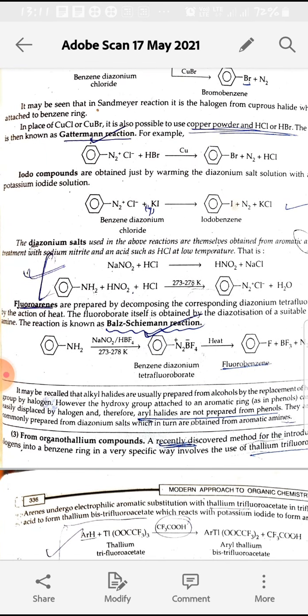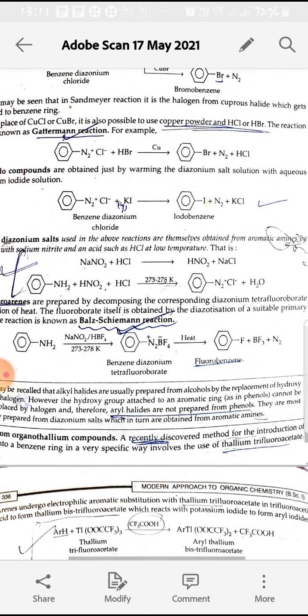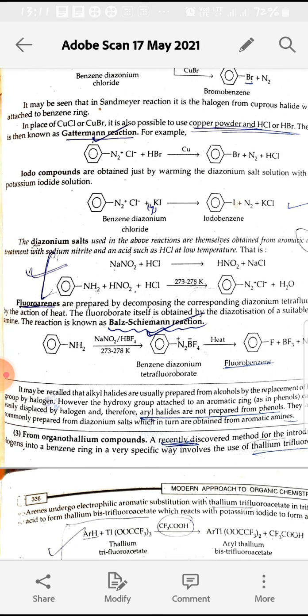In this, firstly we prepare benzene diazonium tetrafluoroborate. Aniline is reacted with the same NaNO2 plus, instead of using HCl, we use HBF4. So at 273 to 278 Kelvin, we obtain N2 positive, BF4 negative, that will be benzene diazonium tetrafluoroborate. Then we heat and there will be rearrangement and removal of N2, and formation of fluorobenzene plus BF3 plus N2. So this will be the formation of fluorobenzene. So that's an important reaction, the Balz-Schiemann reaction.